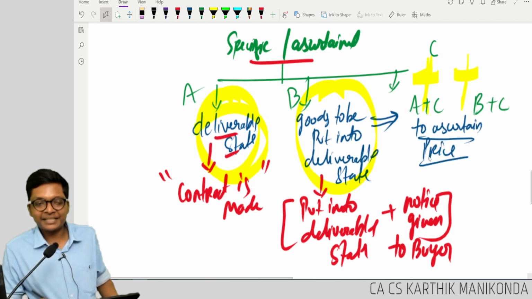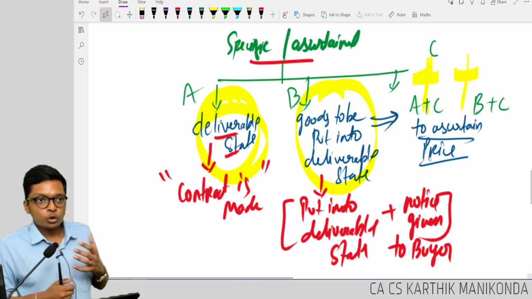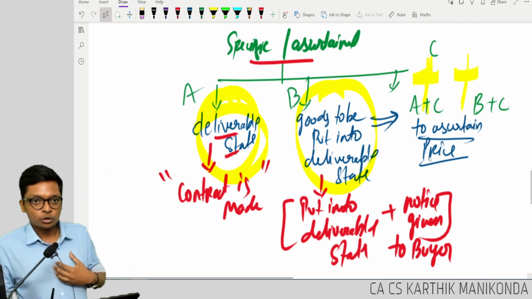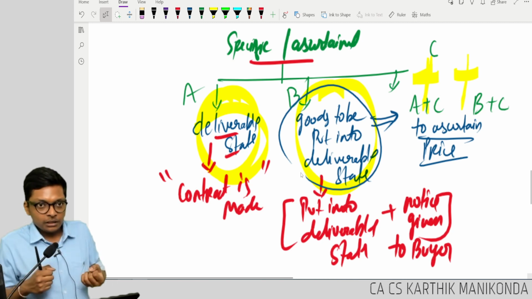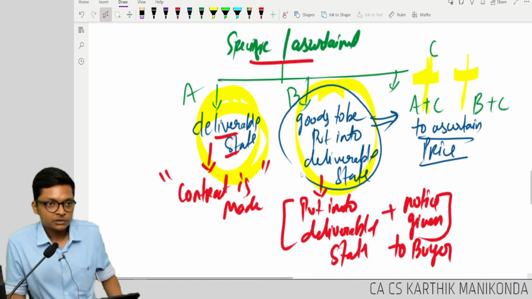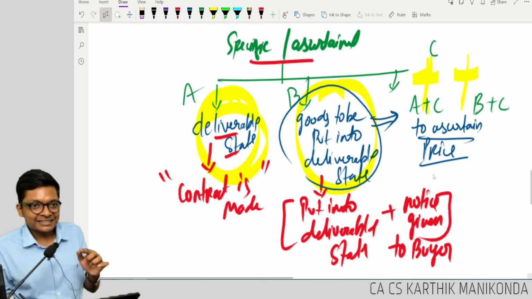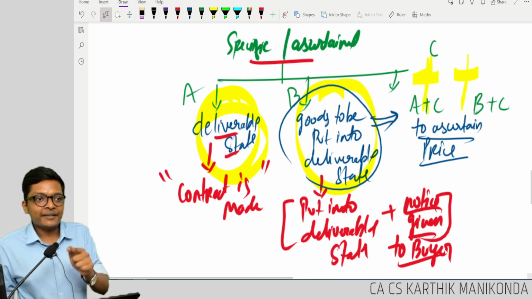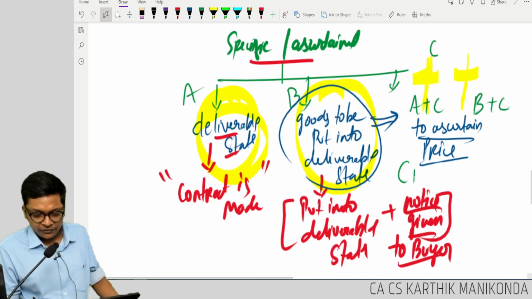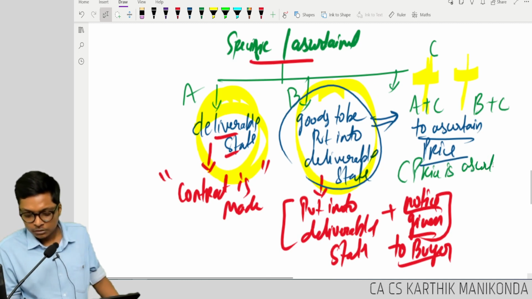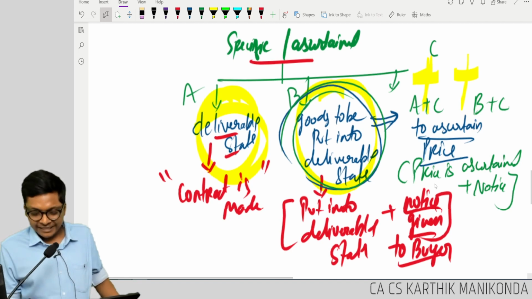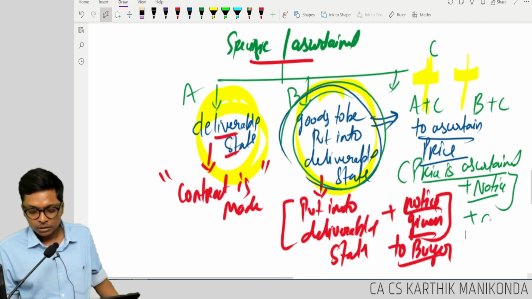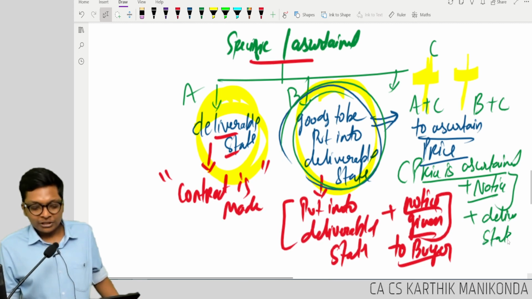ascertain price. For example, you go to buy rice. You go to a ration shop. Just by putting your hand, can you take the rice? No. Goods are to be put into deliverable state. He has to pack it, and then how much you have to pay is based on the weight. So when is the ownership transferred? When the price is ascertained and when notice is given to the buyer. So here ownership is transferred when price is ascertained plus notice given to buyer. And since goods are not in deliverable state, it is price ascertained plus notice plus it should be put into deliverable state, because that is anyway coming from point B.